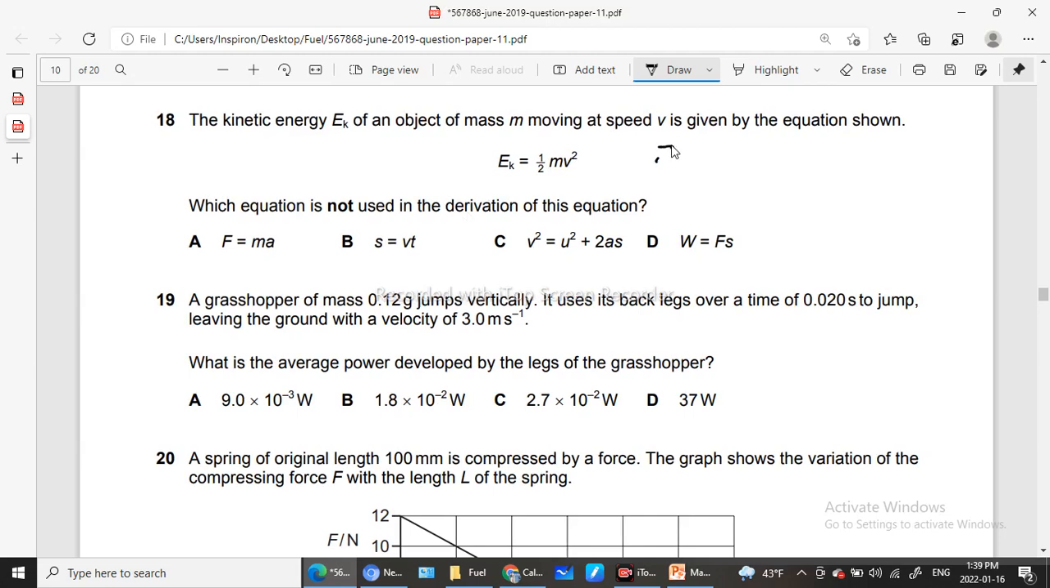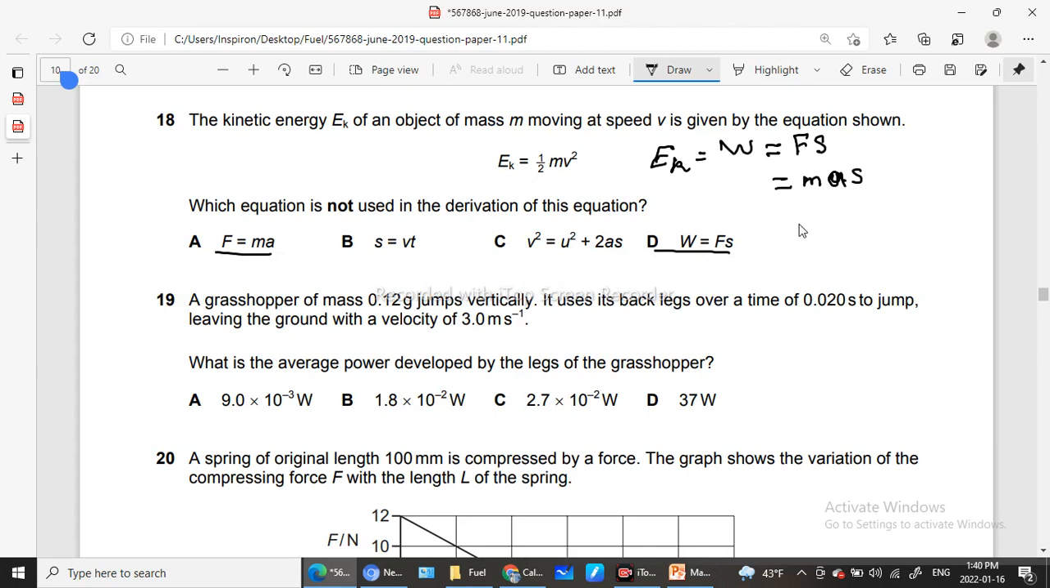The kinetic energy equals the work done on the object to move it from rest to its velocity v. So the work equals the force times the distance. So this equation is used. Now, F equals ma according to Newton's second law, so this is also used. These two formulas are used.